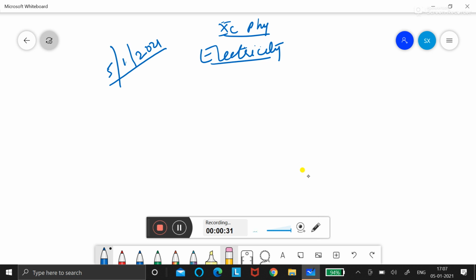Okay, so what is electric power? You need to write the definition. Electric power, you have learned in 9th standard, is nothing but the rate of doing work, right? Same thing here also. Electric power is the electric work done per unit time.